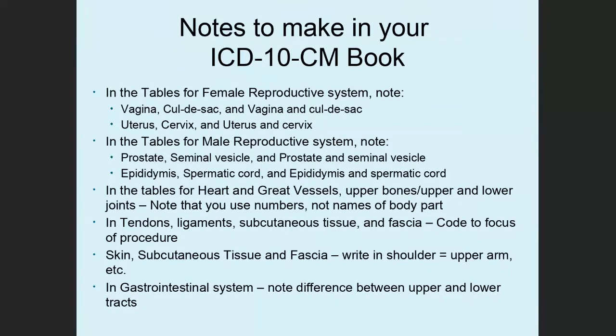In the table for heart and great vessels, upper bones, upper and lower joints, note that you're using numbers, not names of body parts. In the tendons, ligaments, subcutaneous tissue, and fascia, make a note that you should report the code from the section that's the focus of the procedure. Is it on the bone? Is it on the joint? Is it on the ligament? In the skin, subcutaneous tissue, and fascia, write in those definitions. The shoulder is the upper arm, the knee is the lower arm, etc. In the gastrointestinal system, you can write in those definitions of the upper and lower tracts.